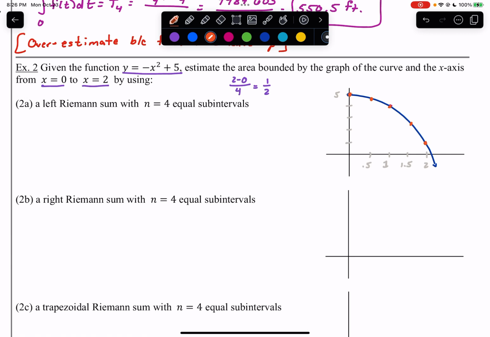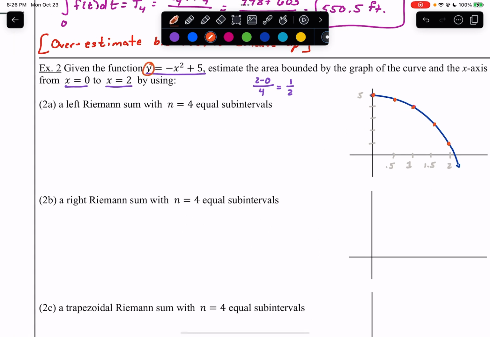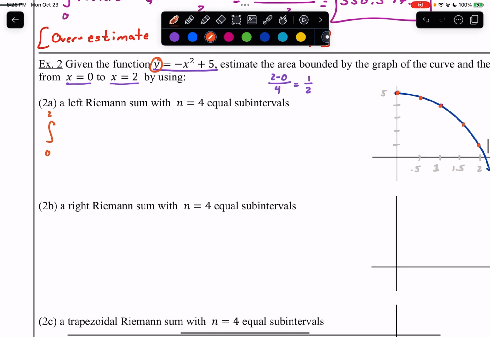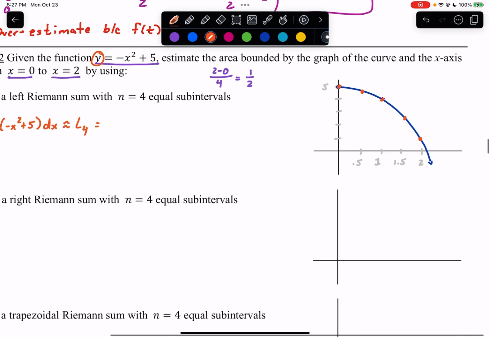So we're going to do a left Riemann sum. Now this is a little bit interesting because I gave you a y. I need you to write this as a definite integral, but it has to be some sort of dx situation. So we're going to go ahead and just put the function in there. We are approximating the definite integral from 0 to 2 of negative x squared plus 5 by approximating a left Riemann sum with 4 subintervals. So what I need is the width, and lucky for me it's a universal width, which is nice, so it's going to be 1/2.